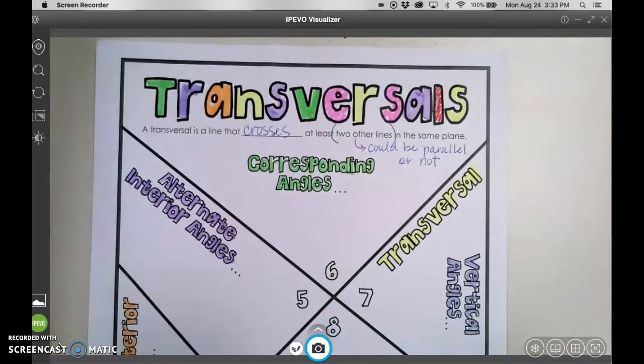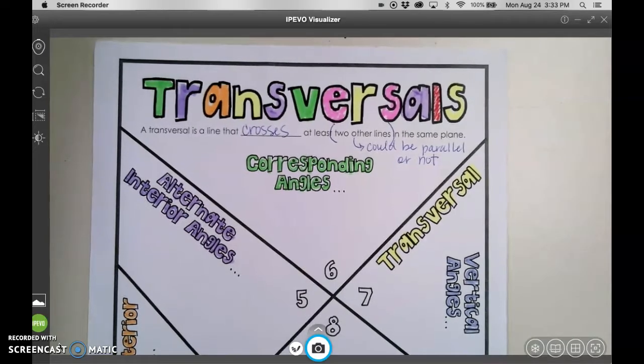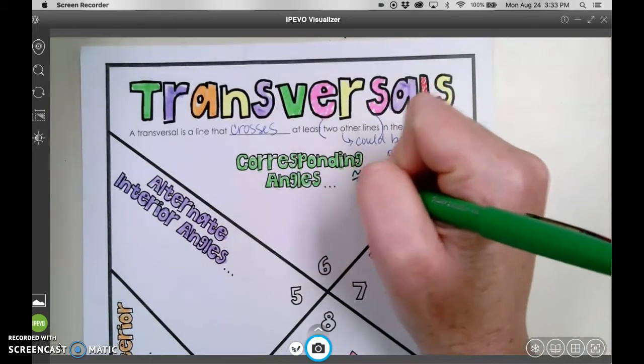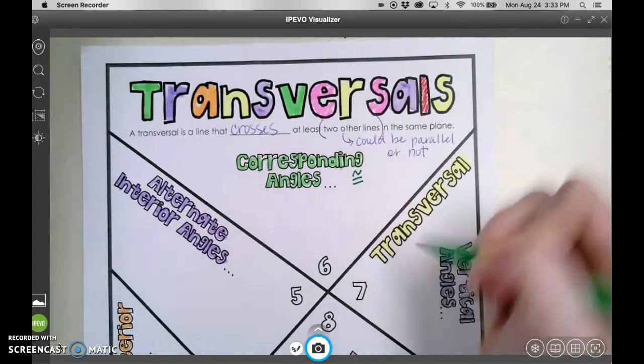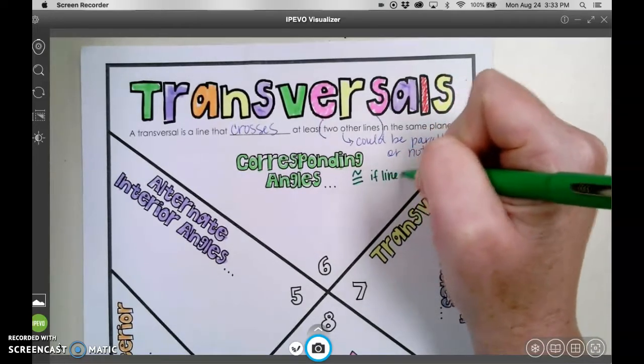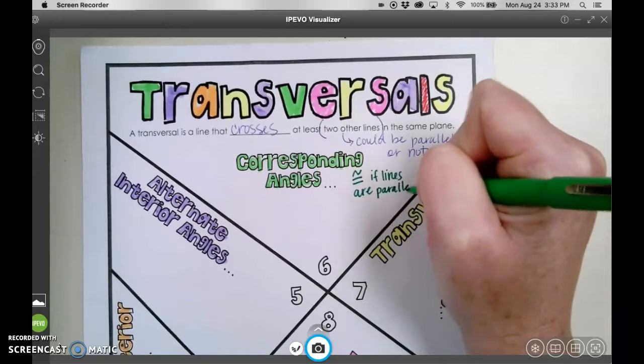Most often in geometry, we talk about the lines that are parallel because they tend to have certain qualities that non-parallel lines would not have. For example, corresponding angles, if the lines are parallel, should be congruent. So we're going to put the symbol for congruent and then put if lines are parallel.